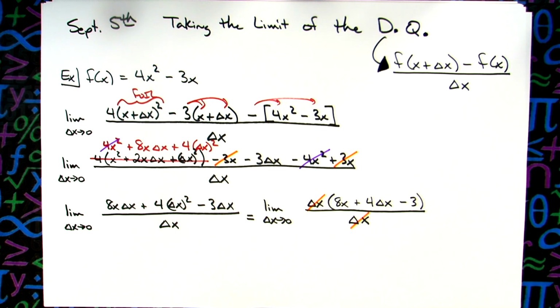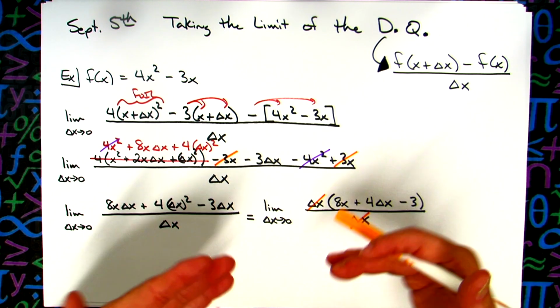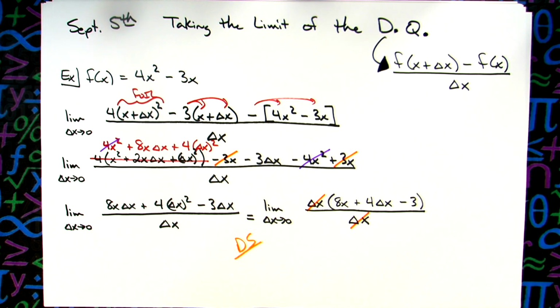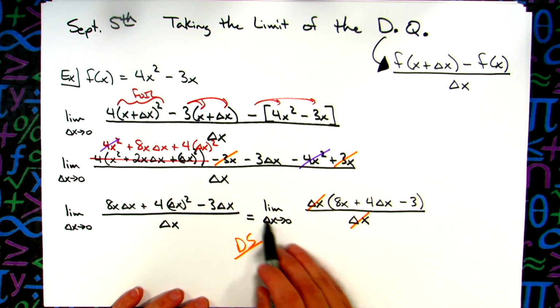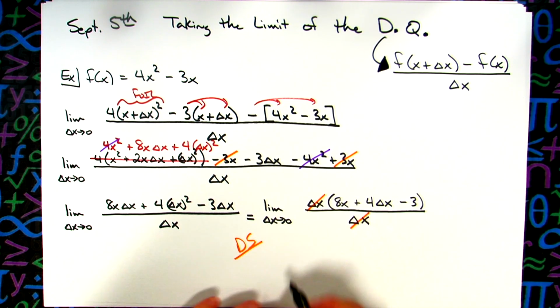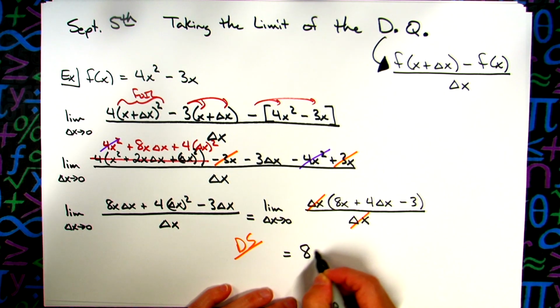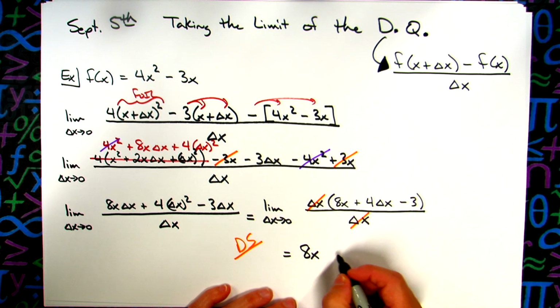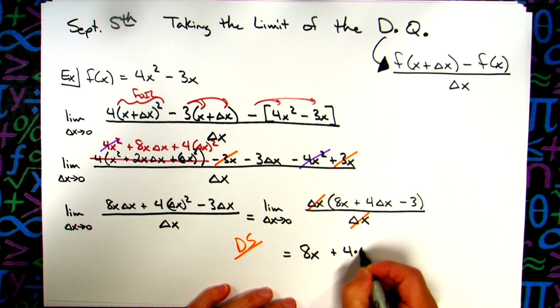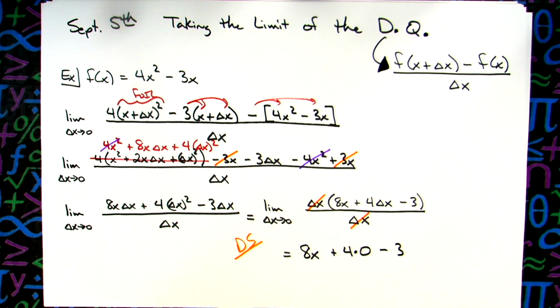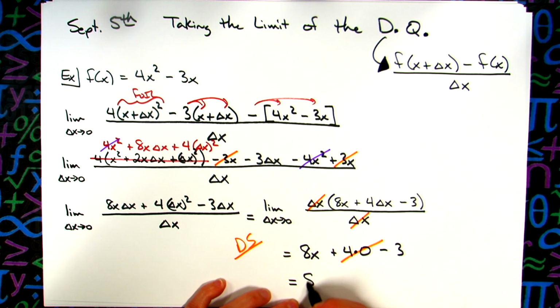Okay, now I've simplified as far as I can, right? All my algebra on the inside, I can't do anymore, so now I'm ready to do the direct substitution. When I go to that direct substitution, my limit notation goes away because I'm going to replace delta x with 0. So then that means I'm going to have an 8x, and then putting 0 in there, I would have a 4 times a 0, which means that's going to fall out, and then minus 3. So then the overall final answer is just 8x minus 3.